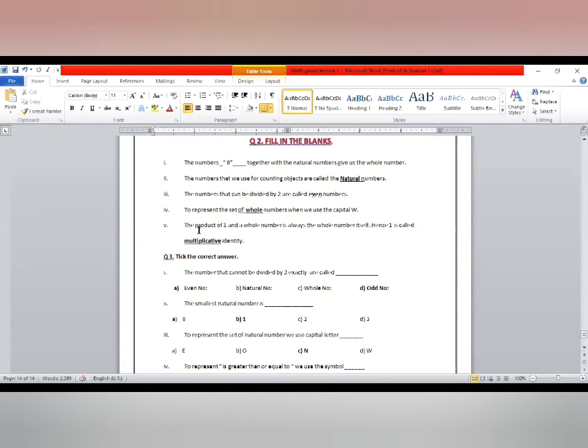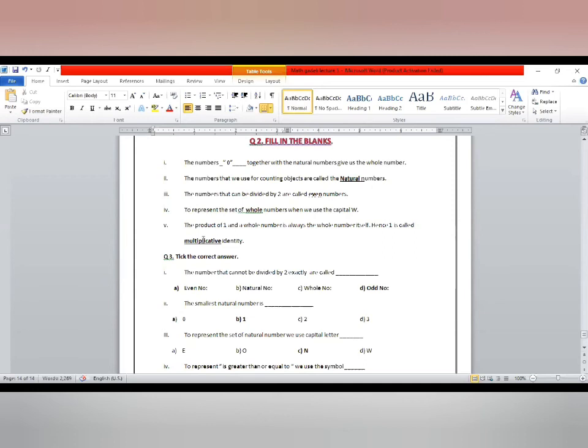Dear student, the product of 1 and a whole number is always the whole number itself. Hence 1 is called the multiplicative identity. The answer is multiplicative. It means when you multiply 1 by any whole number, you will get the same answer.